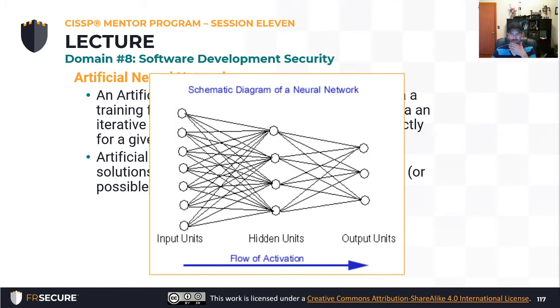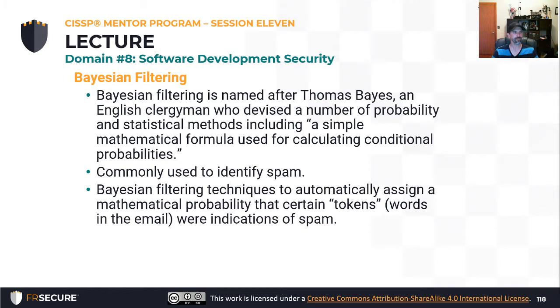So here's a schematic of a neural network. You can see you have your input units all routing through. You have some hidden units, and then the actual output units when the correct criteria for activation has been met.